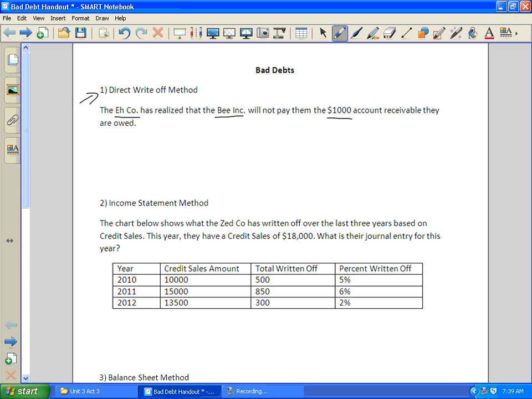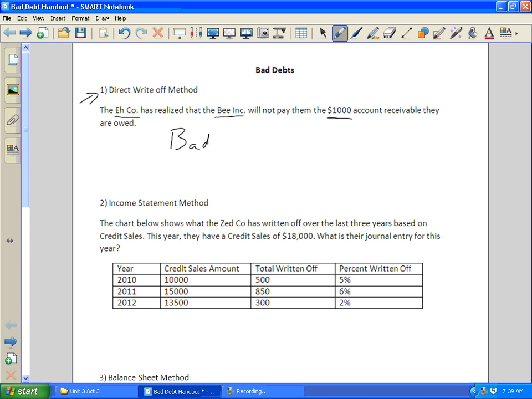Remember what bad debts are. Bad debts are accounts receivables that a company will not be able to get back. Somebody, for some reason, maybe the company's gone out of business, maybe they're delinquent in their payments, what have you, they're not going to get paid. In the direct write-off method, that's probably going to be our simplest one.